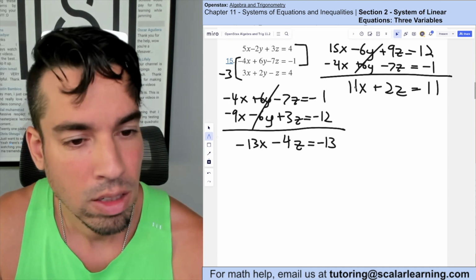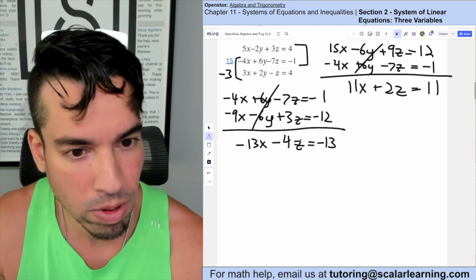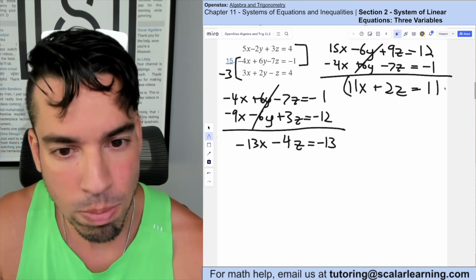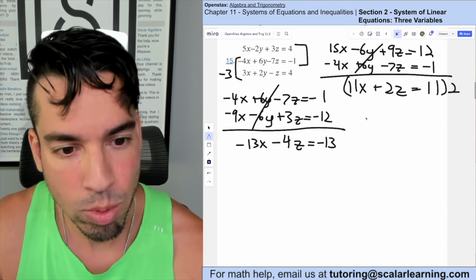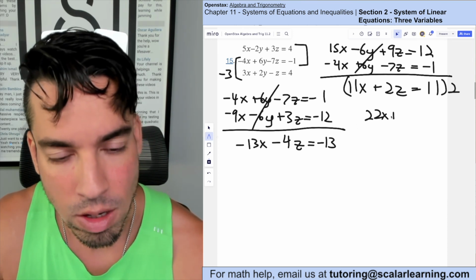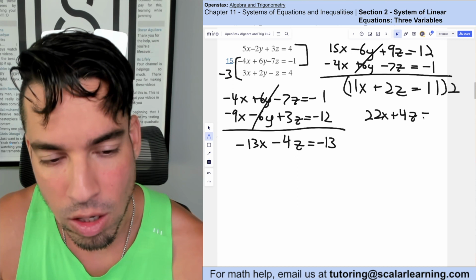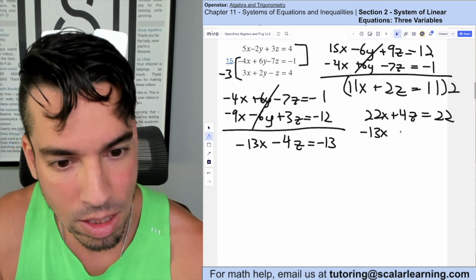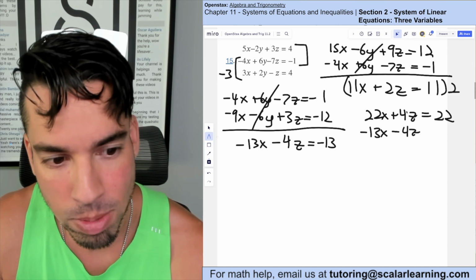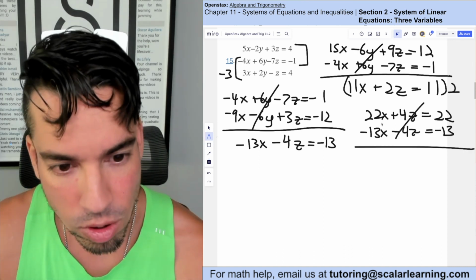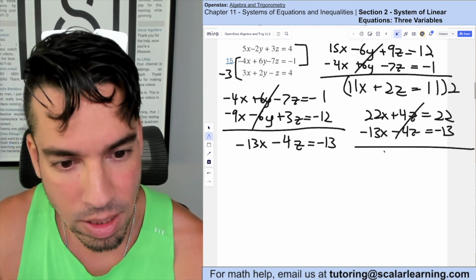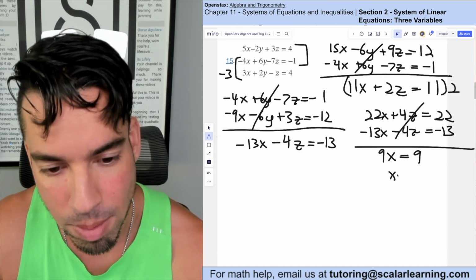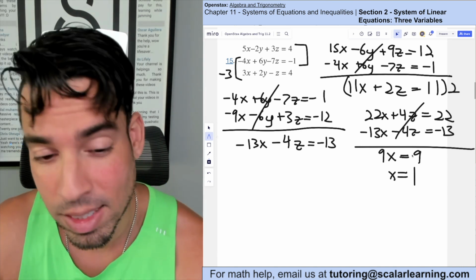All right, now we got a nice system of 2 equations with 2 variables. Look at this. We can match up the z's really easily. I'm going to multiply this one by 2, and we're going to get 22x plus 4z equals 22. And that's great because with this one, we're going to leave it as is, and check it out. The z's match up as opposites. Now we're going to add these together. Those cancel out. 22 plus negative 13 is 9x. 22 minus 13 is also 9, and divide by 9. Look at that. We get a nice whole number, x equals 1.